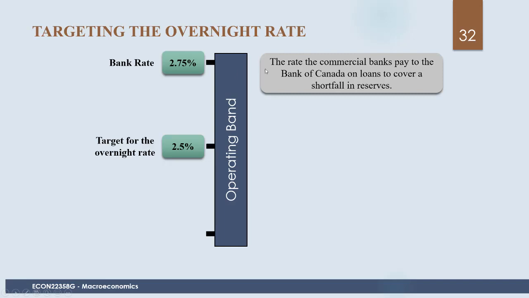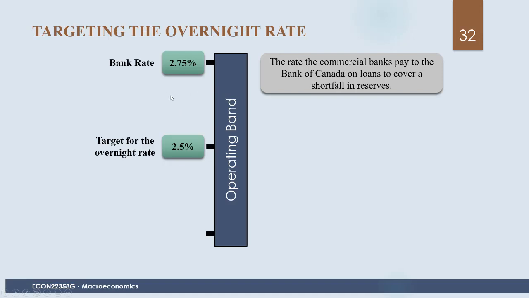The bank rate is the rate that the commercial banks pay to the Bank of Canada on loans to cover a shortfall in reserves. Again, we're thinking that at the end of the day, some will have excess funds and some will have a shortfall and they need to settle up. And so that's the overnight market. Those who are under by the end of the day and need to borrow money can borrow at 2.75%. That's the most they would ever pay. But maybe there's another commercial bank that would lend them the money for 2.6%.